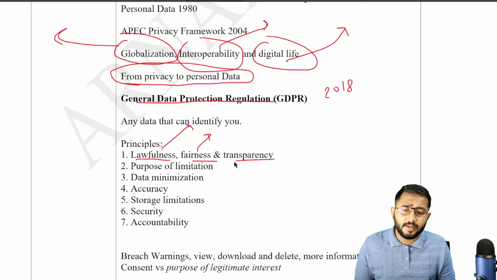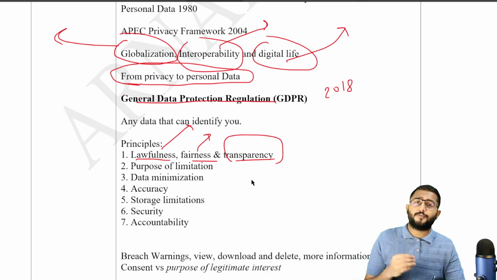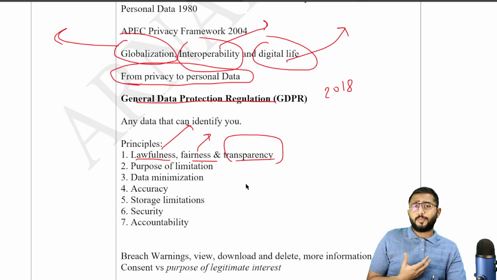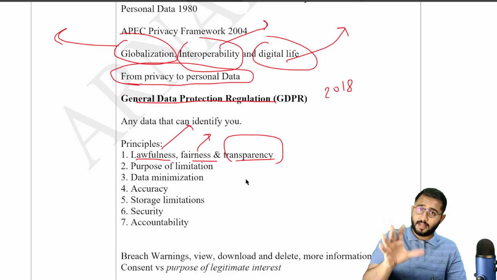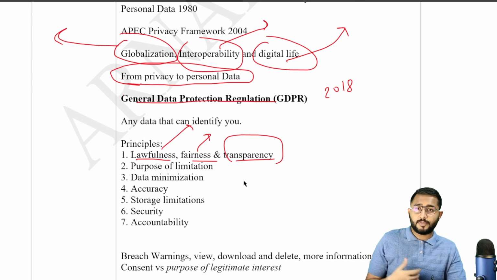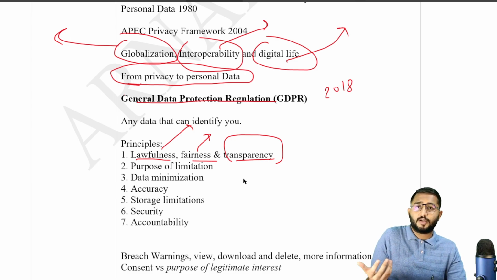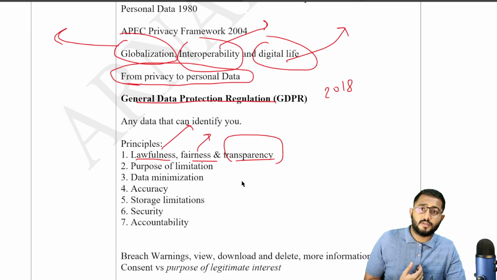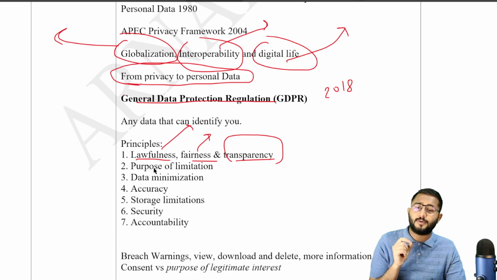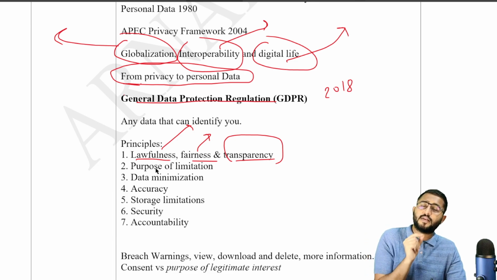And it should be transparent, which means that if you're saying that my data is going to be used for a particular thing, then I get to know exactly what it is being used for. अगर मुझे बोला जा रहा है कि मेरा सॉफ्टवेयर मेरे से मेरा लोकेशन प्रेफरेंस लिया जा रहा है to sell me a software, then tomorrow you cannot use it to sell me life insurance policies, right?